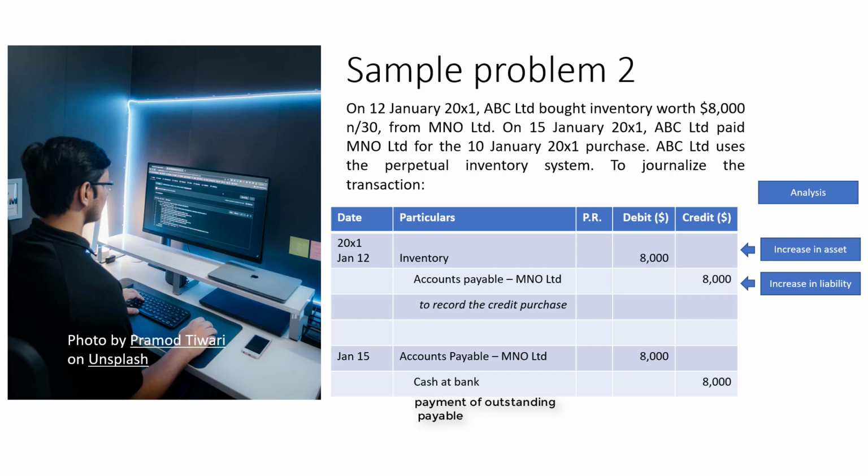You can see in the payment on 15th January, we have debit accounts payable and credit cash at bank. So in the analysis portion, we have a decrease in liability and a decrease in asset.